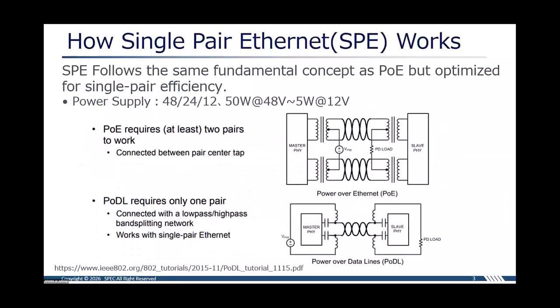Next, how single pair Ethernet works. SPE follows the same fundamental concept as Power over Ethernet, PoE, but it's optimized for single pair efficiency. While traditional PoE requires at least 2 pairs of wire, SPE uses power over data line, which requires only 1 pair. It can deliver up to 50 watts of power at 48 volts. This dramatically simplifies the network required for simultaneous power and data.